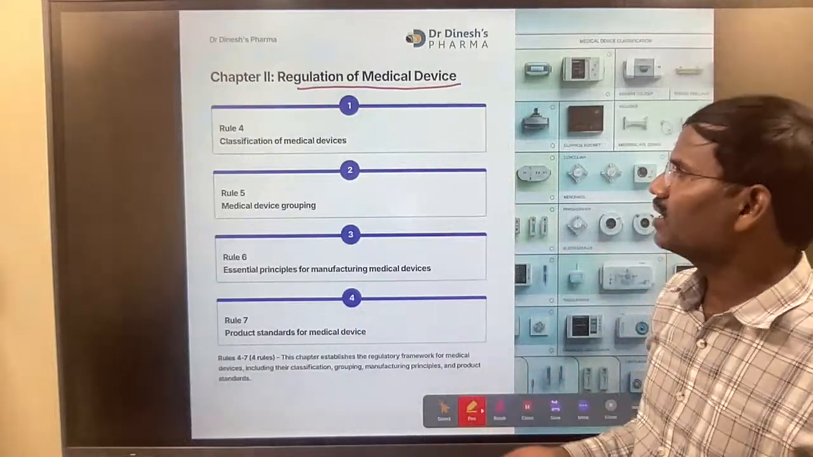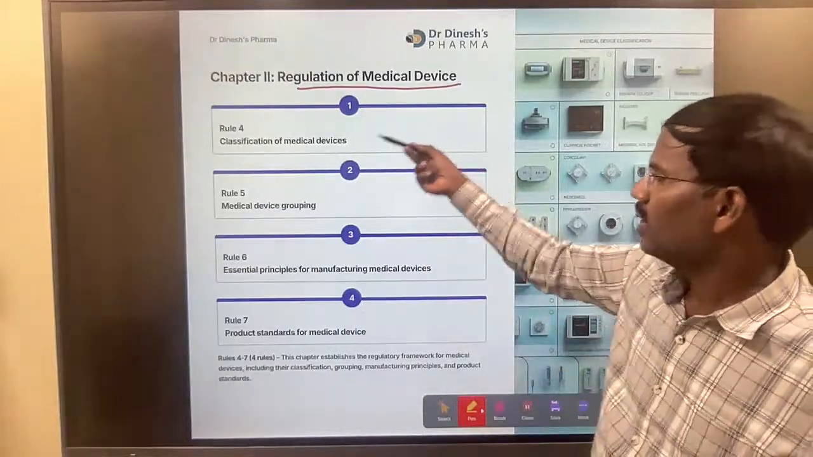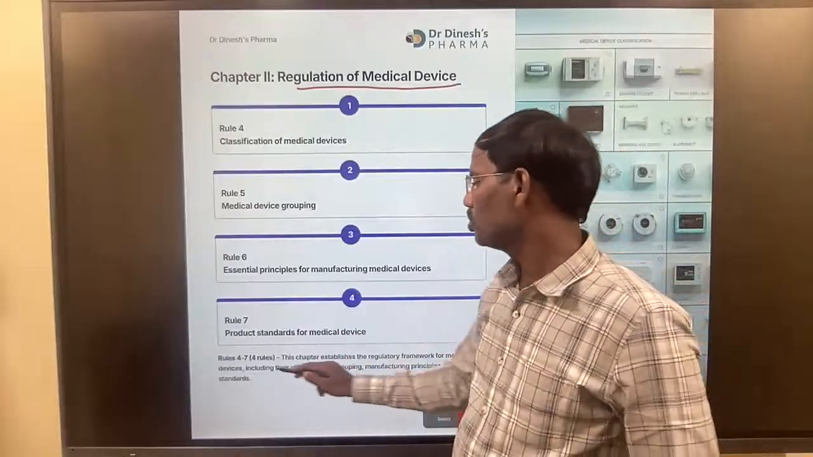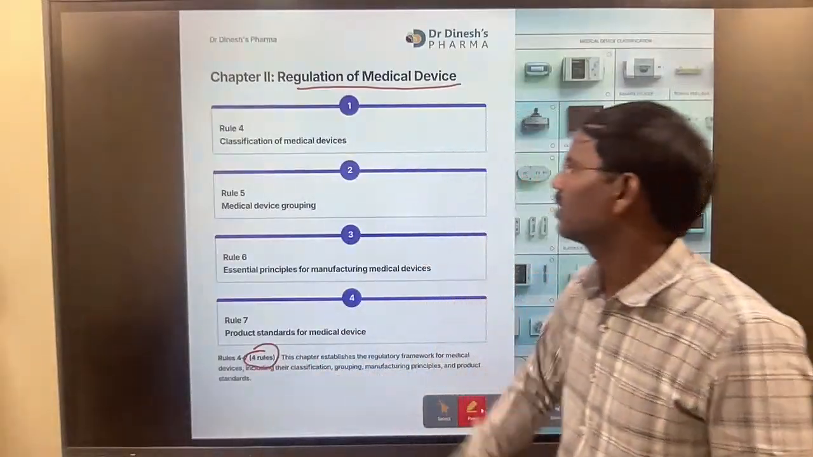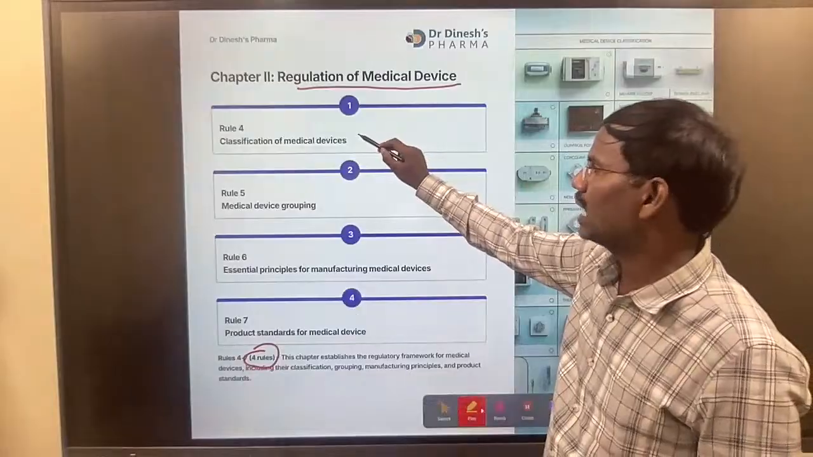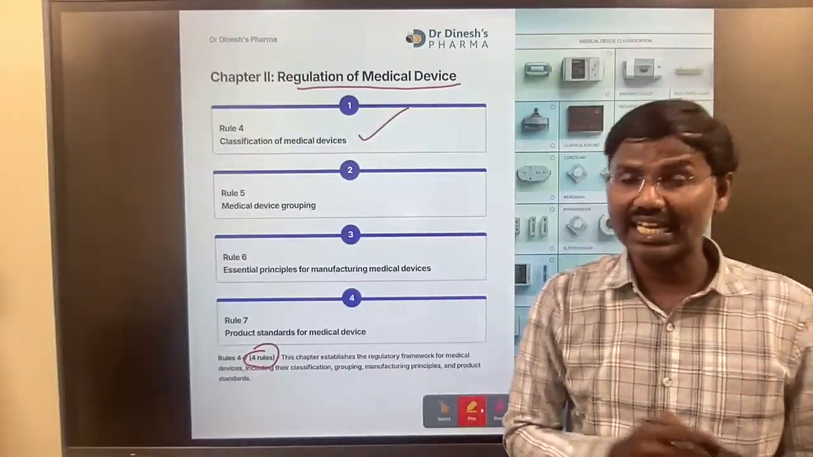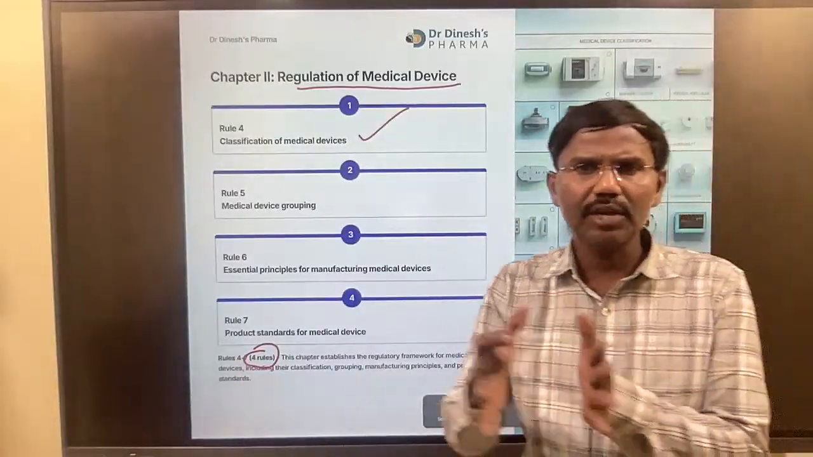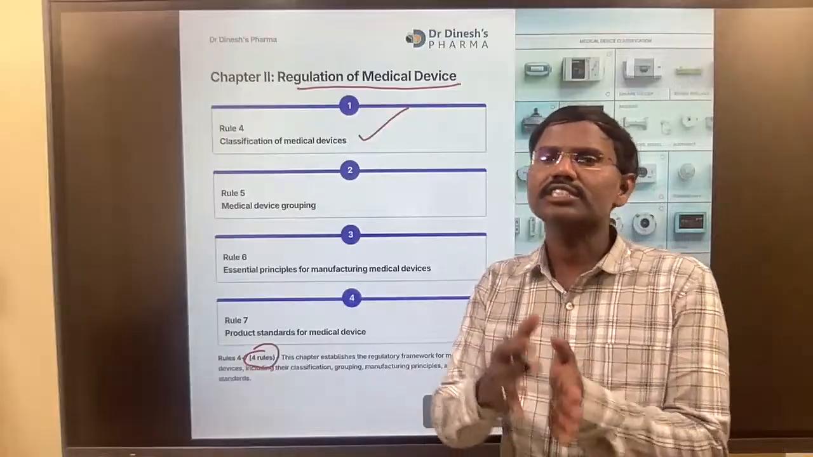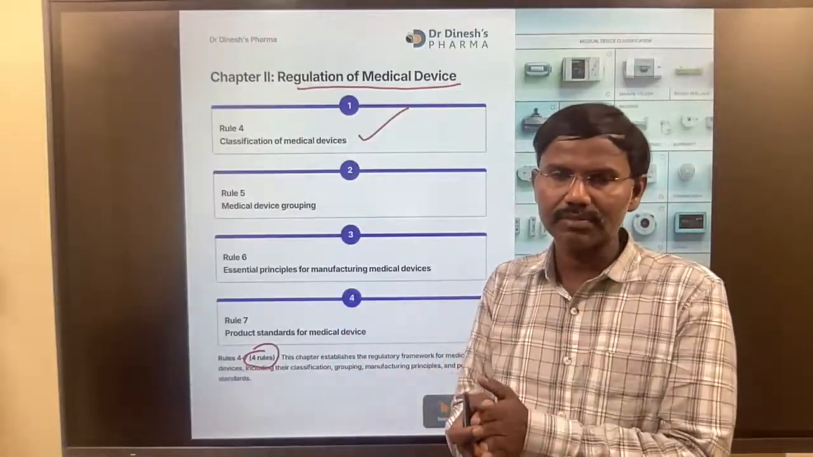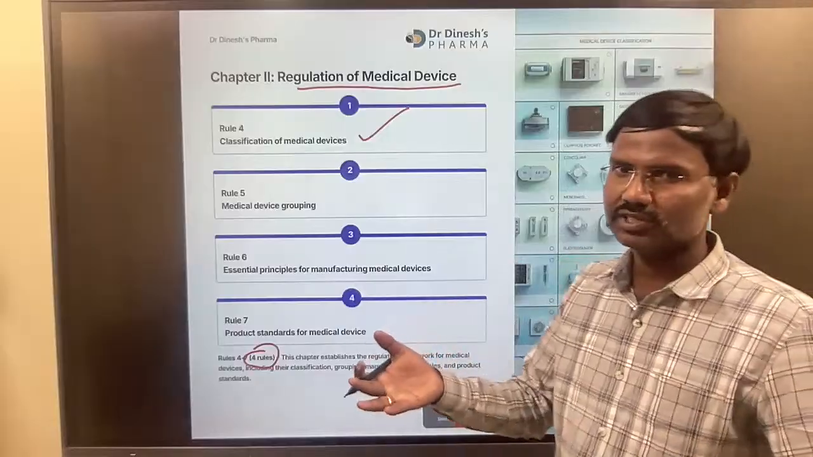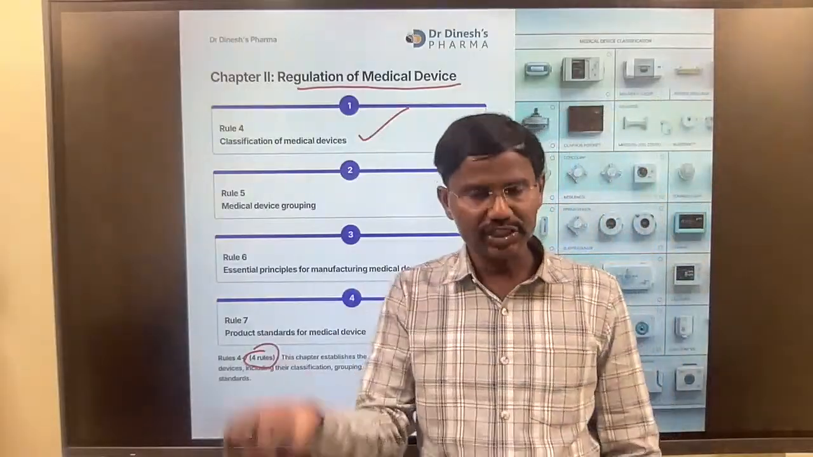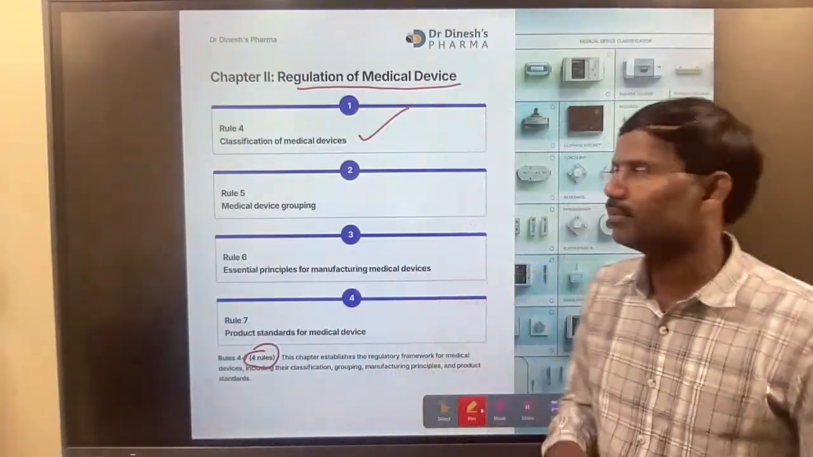Coming to chapter 2, we classify here. There are 4 rules, rules 4 to 7. Rule 4 talks about classification of medical devices. We classify medical devices, and different provisions and concepts are there, based upon the risk, the surface, and the different parts. I will tell that in the next video: how we classify medical devices.